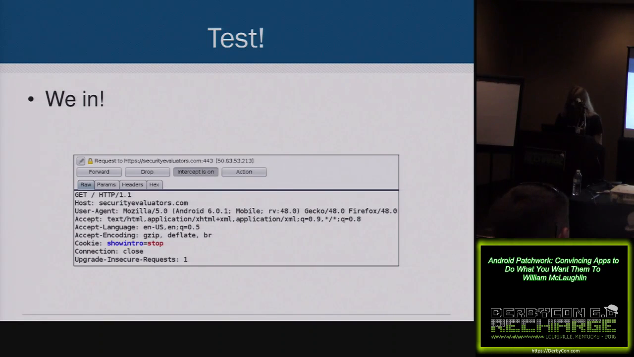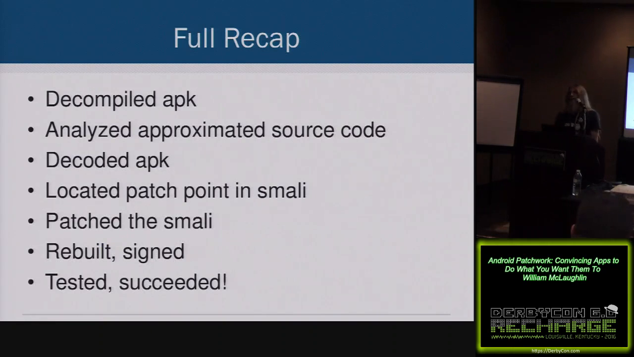Any web requests. So, full recap of what we did here. We started with an APK, we decompiled it. We got the approximated source code that we were able to look through and identify key parts of the code, key parts of the logic that we would need to modify in order to get the app to do what we want. We decoded the APK using APKtool. We located the patch point that we initially saw in the decompiled source in the .smali code. We edited the .smali code, replacing the certificate failure function with the certificate success function. We rebuilt the application using APKtool again. We signed it using keytool and jarsigner, and we tested it. And we saw success.